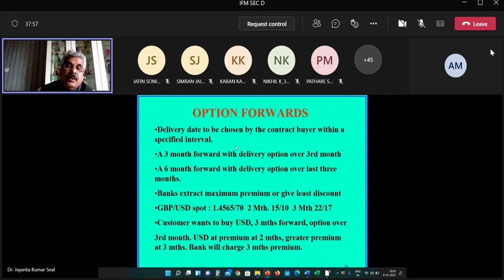There is something called an option forward. I'll just discuss it a little bit. The delivery date is to be chosen by the contract buyer within a specified interval, because we have not yet done options, so I will not go deep. A 3-month forward with delivery option over the 3rd month means anytime over the 3rd month. A 6-month forward with delivery option over the last 3 months means anytime during the last 3 months, and so on. Here you have to pay a price or premium for buying this kind of option forward. So a customer wants to buy dollars 3 months forward with option over the 3rd month. These are different kinds of products.